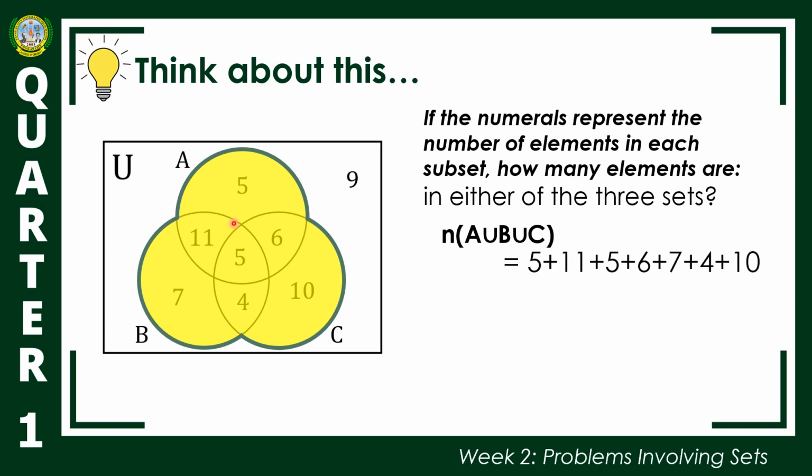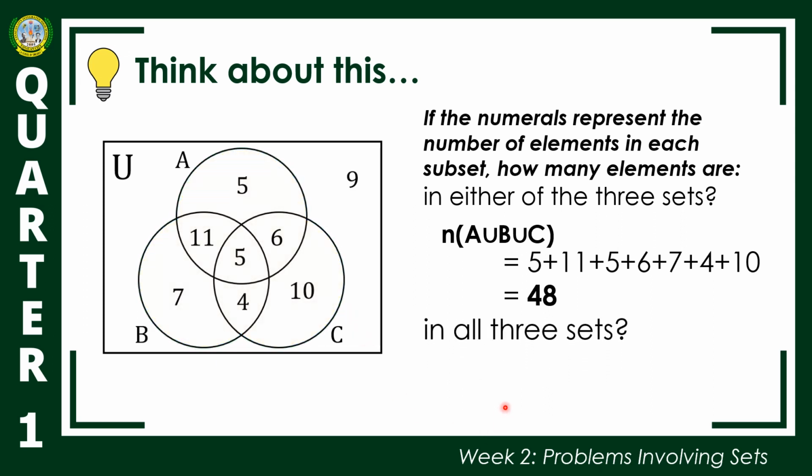We have 5 plus 11 plus 5 plus 6 plus 7 plus 4 plus 10, and that is equal to 48. So, there are 48 elements in either of the 3 sets, or 48 elements in the union of A, B, and C.